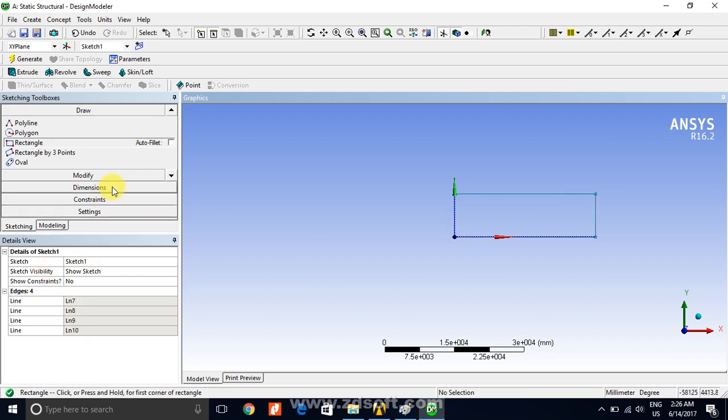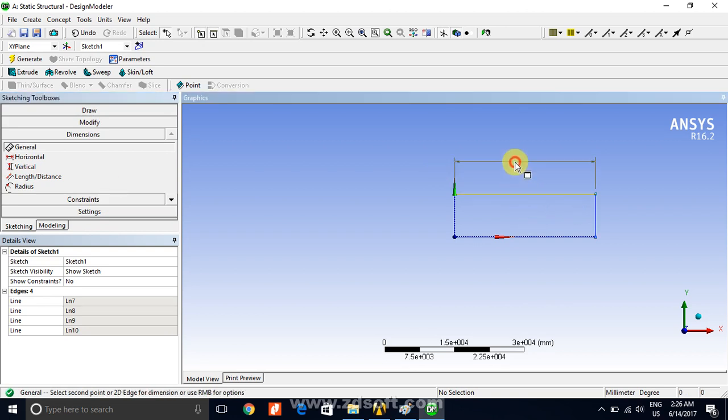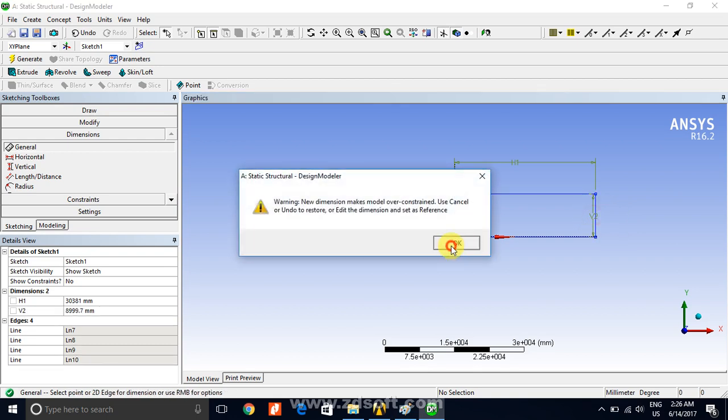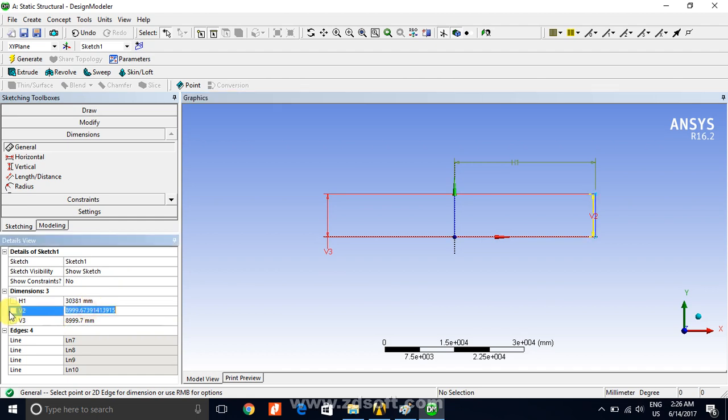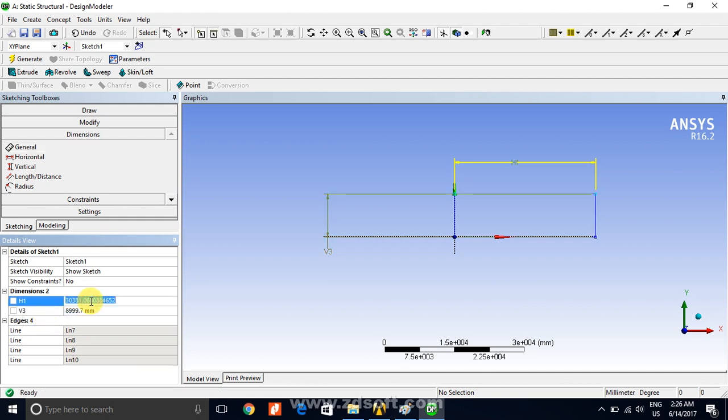Simple model, we have just a rectangular specimen. Okay, so actually we have to remove this one, by mistake it has been drawn, and this length is actually 3000 mm. We take this mm as 3000.